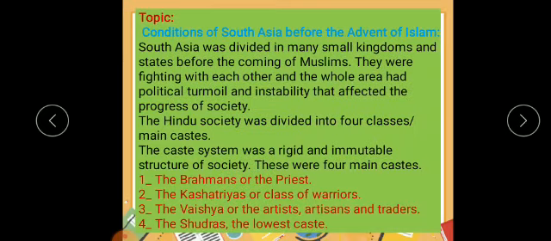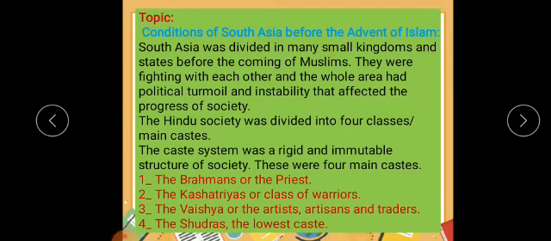Dear students, the topic that we are going to discuss now, today's topic, is the conditions of South Asia before the advent of Islam. Advent of Islam means the coming of Islam. When Muslims came here, before that, what were the conditions of South Asia or India? South Asia was divided into many small kingdoms and states before the coming of Muslims.